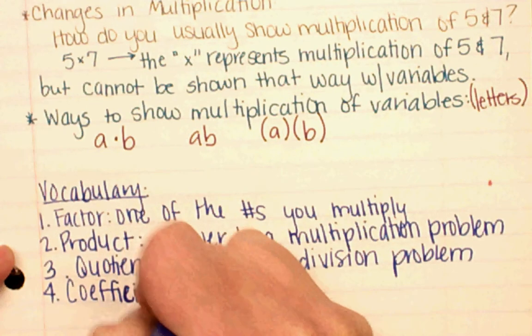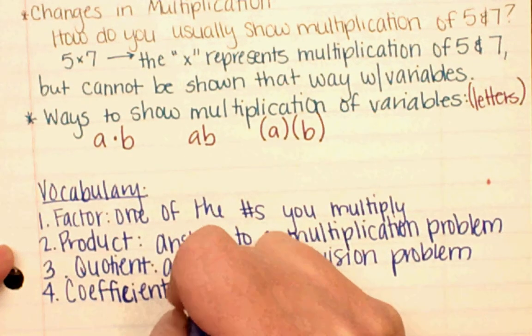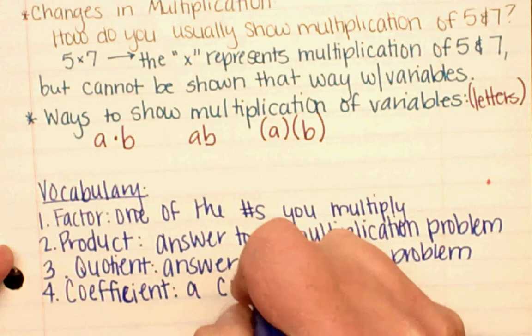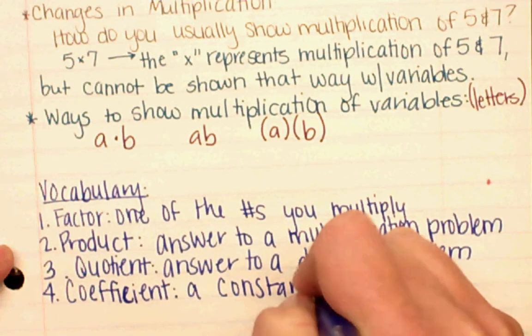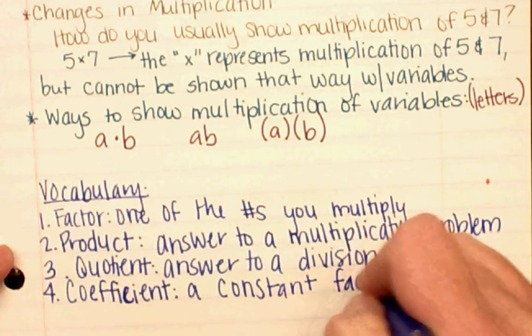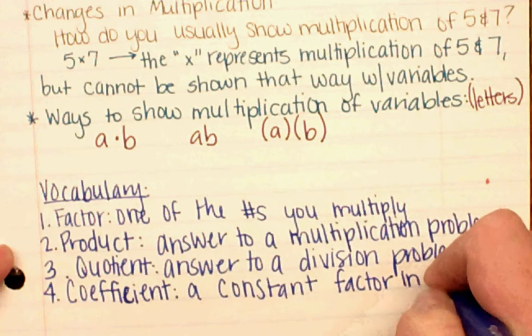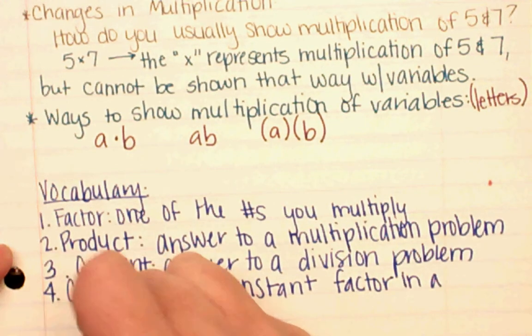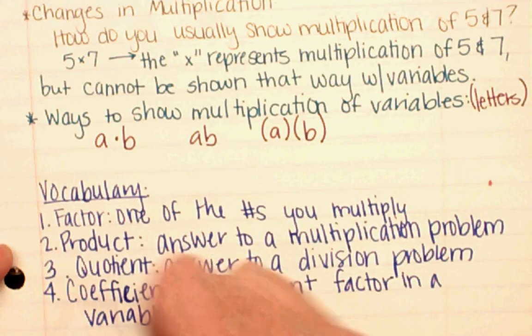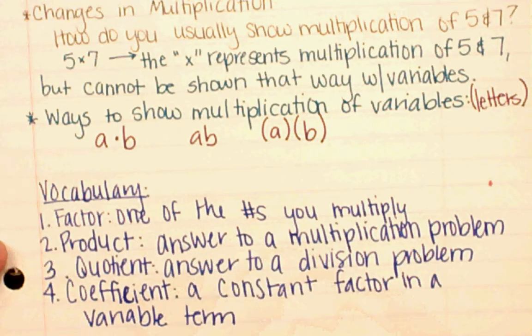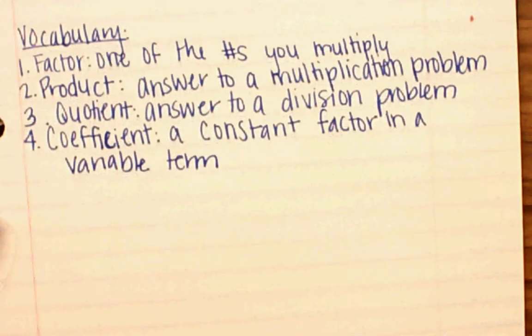And then we have these you have never seen before, coefficient. A coefficient is a constant factor in a variable term. And I know that sounds like gibberish, but I'll give you a good example in just a second.